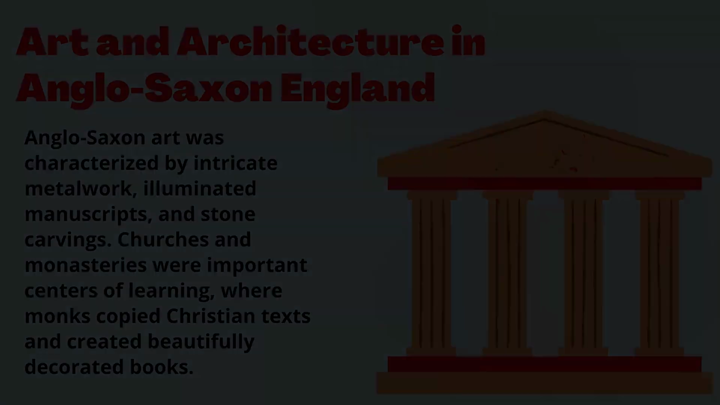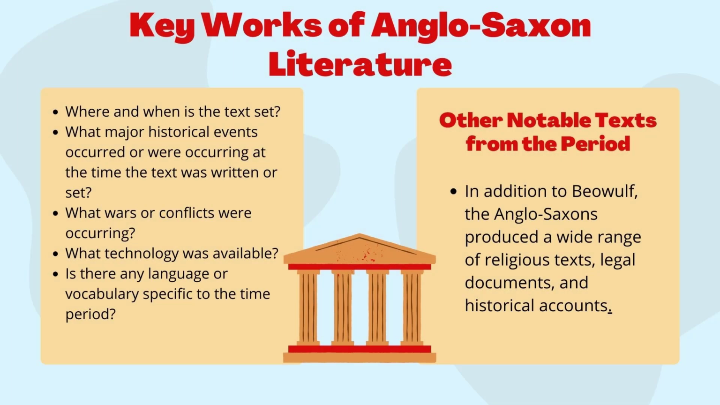gather. Key works of Anglo-Saxon literature. The Anglo-Saxons produced a wealth of literary works, many of which have survived to this day. These works were written in Old English and were largely concerned with heroic deeds, religious themes, and the lives of saints.